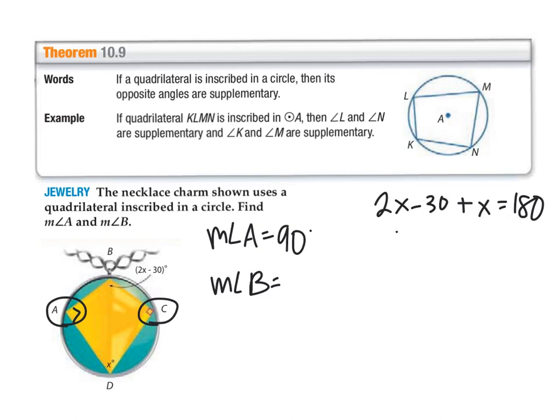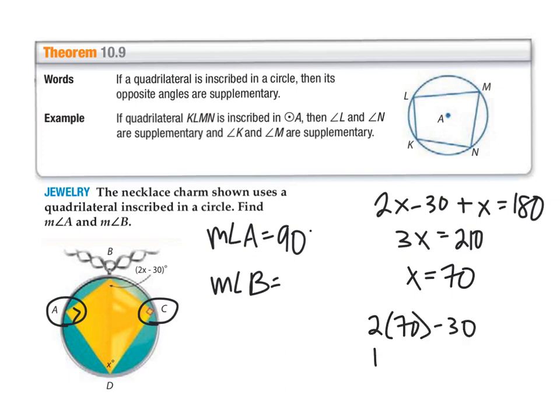We have 2x plus x, which gives us 3x. We can add 30 to both sides to give us 210. So x is equal to 70. They wanted us to find the measure of angle B, so now we can substitute the 70 into the measure of angle B. We get 140 minus 30, which is 110. So the measure of angle B is 110 degrees.